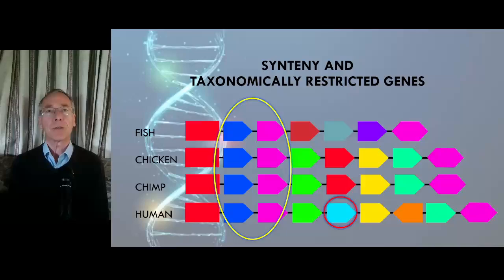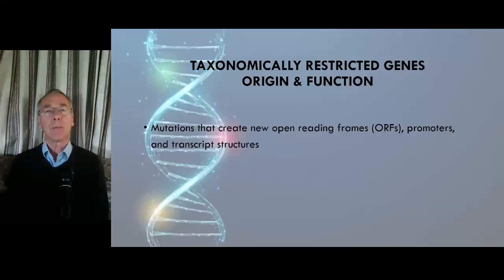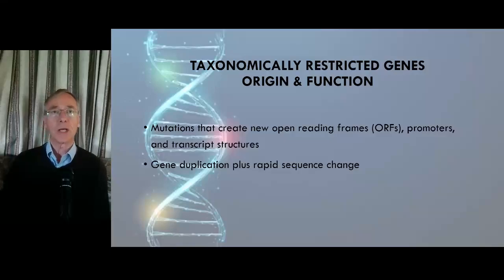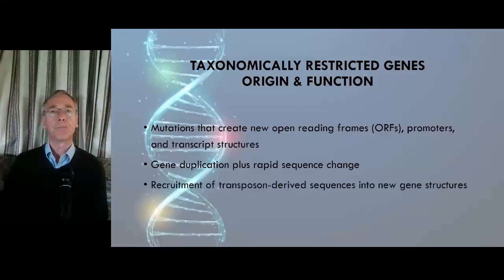But there are some genes which only appear in the human DNA, here shown by the light blue and the orange genes. These genes are taxonomically restricted, which makes them different from the syntenic genes which are shared across all species. Evolutionists believe that they came about by the process of mutation, which created new open reading frames and promoters and transcript structures. This is believed to have occurred by the process of gene duplication plus rapid sequence change, and possibly by the recruitment of transposon-derived sequences into new gene structures.